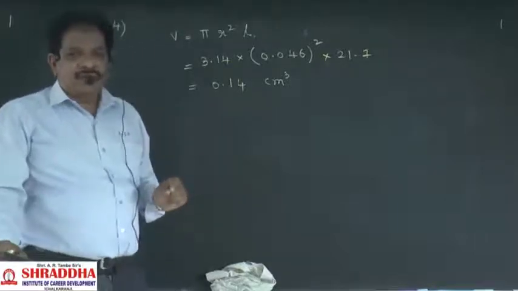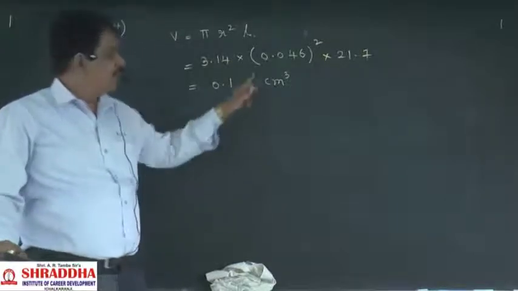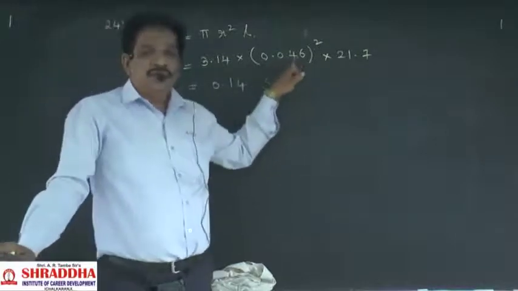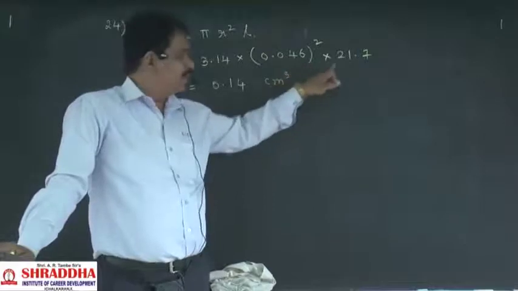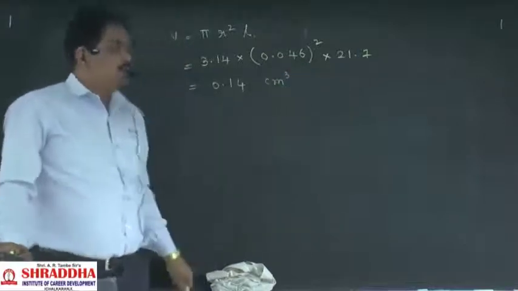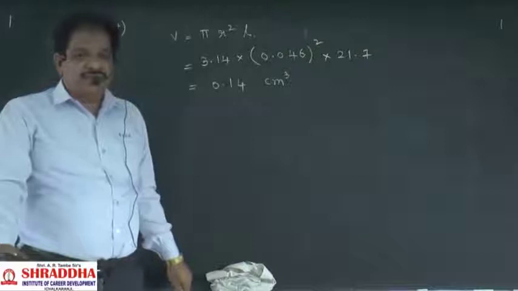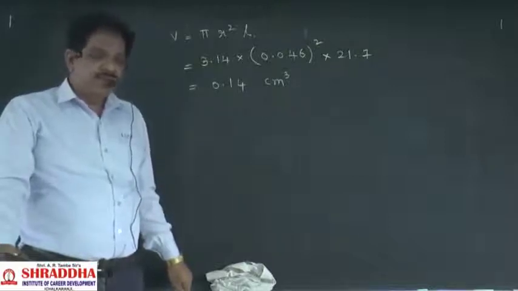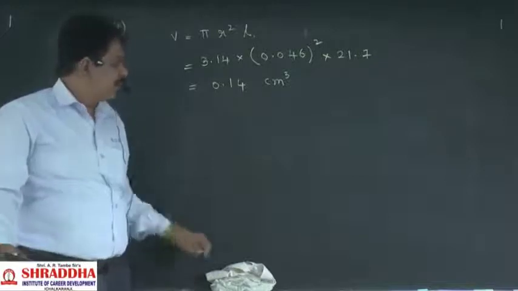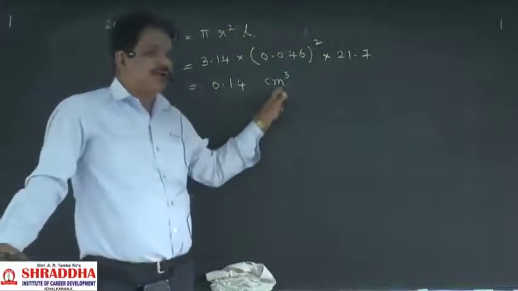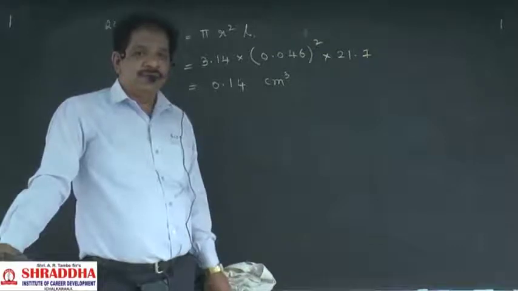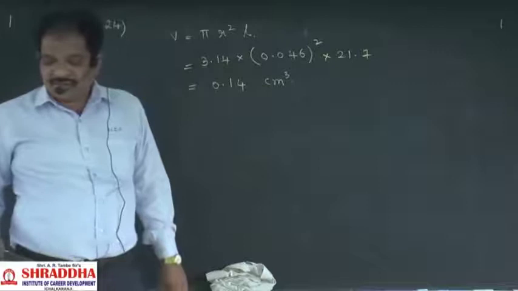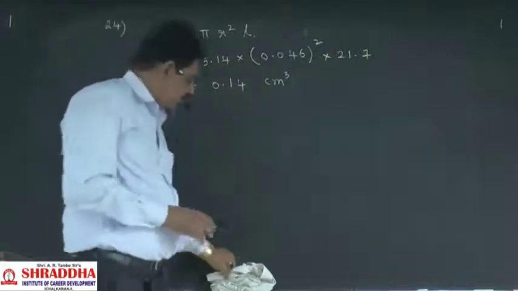Why we are rounding it to two significant figures? Radius is having only two significant figures. Length is having three significant figures. So final answer will also have two significant figures. Clear? This will be 0.14 centimeter cube. Clear? Understanding? Next, after finishing of this, 25 you see.